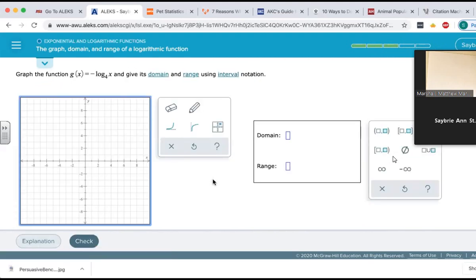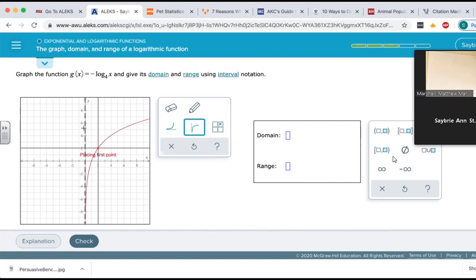Alright, what do we got? Log base 4 of plain old x. It's like a curving from left to right. So yeah. Nope. That one? Ooh. I don't know. Yeah, that one for sure. And then looks like, yep.